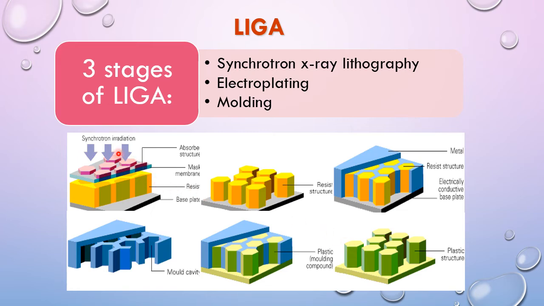So you start with the synchrotron X-ray lithography process, like the usual one that we looked at previously, that we already learned, only that they use the synchrotron irradiation. And then you create the mold by using the electroplating, and then by using the mold you perform the molding process, and then you'll get the final product. So that's the 3 stages of LIGA.